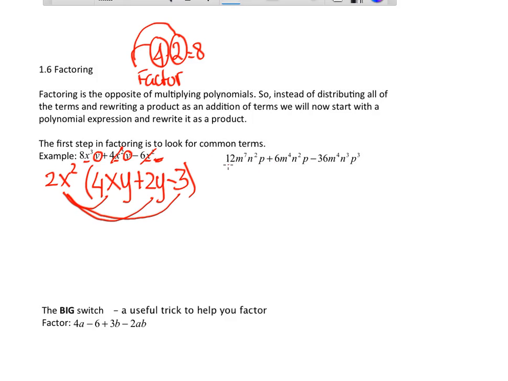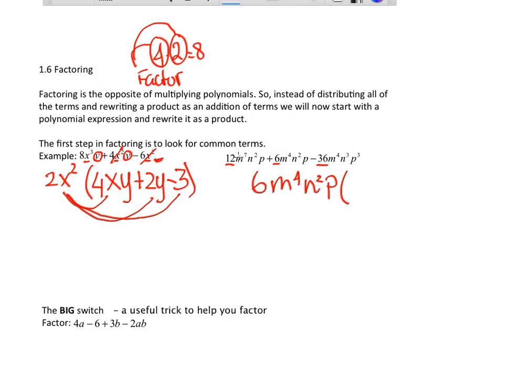So let's see, 12, 6, and 36. They have a 6 in common, so I'm going to take the 6 out. There are 7 m's here, 4 m's there, and 4 m's there. So I can take 4 m's out altogether. They all have n's, but let's see, they have 2, 2, and 3. So 2 is the most I can take out. And every single one of these has a p. So 1 p, 1 p, and 3, so I can take out one of them.